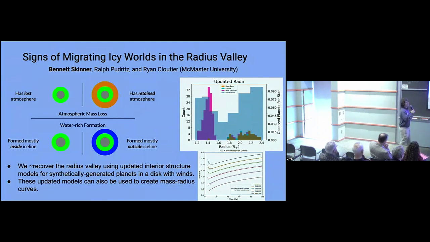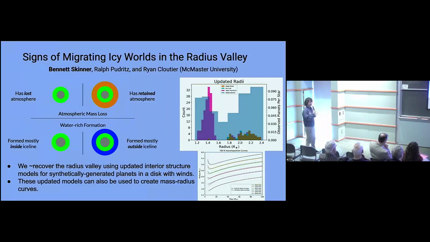And as you can see here, whenever you exclude all of the hydrogen-helium enveloped planets, you can still see that the sub-Neptune peak has a secondary contribution from water-rich planets. And I know that they don't match up exactly. If you want to dig more into that, you can ask me at my poster.